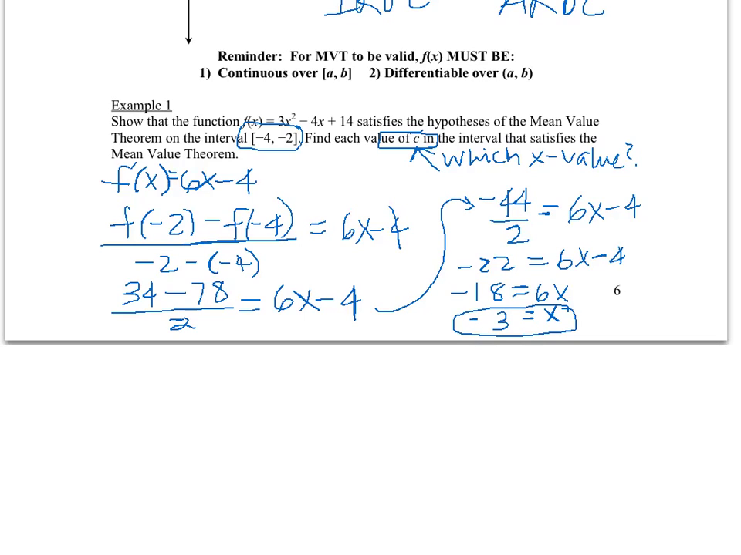So this is saying that if you were to graph f of x and you were to connect the 2 points from x equals -4 to x equals -2, that slope would be the identical slope as the tangent line at x equals -3. So that's the mean value theorem, just connecting the two of them.